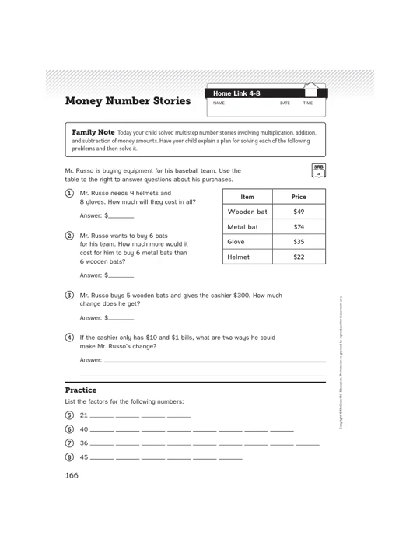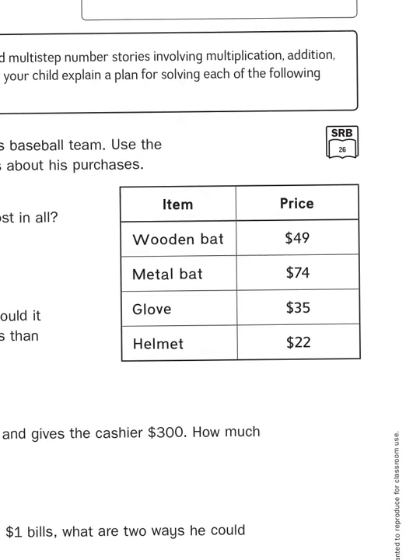It's Mr. Wassman, and today we are looking at how to solve number stories that involve money and multiplication. We are in our Home Links book on Unit 4, Lesson 8. Let's take a look at the table right here on the right-hand side of our page. It shows some different prices for some different baseball items.